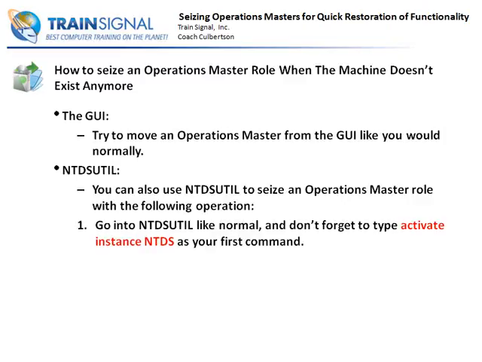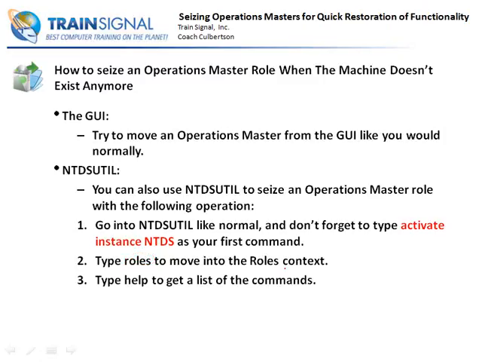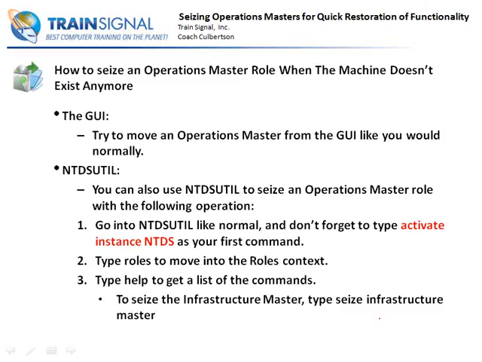Now, of course, we're going to go into ntdsutil like we would normally, and I've already shown you how to do that. You type ntdsutil, then you type activate instance ntds as your first command, like we always do. Then you type roles, so we simply type the word roles into ntdsutil to get into that roles context. If you want to, you could type help to get the list of commands. But here's the command that you're actually going to use: we would type seize infrastructure master. Yeah, it really is that easy.